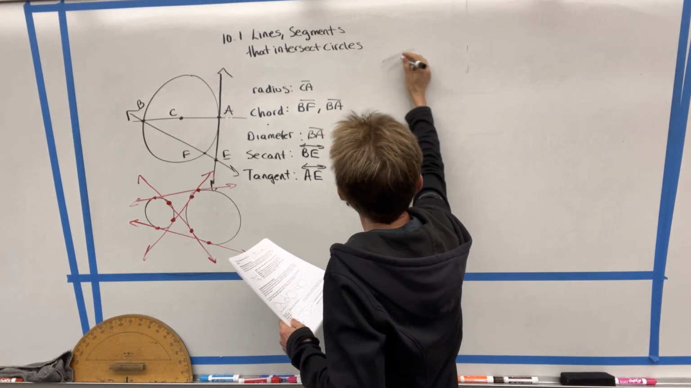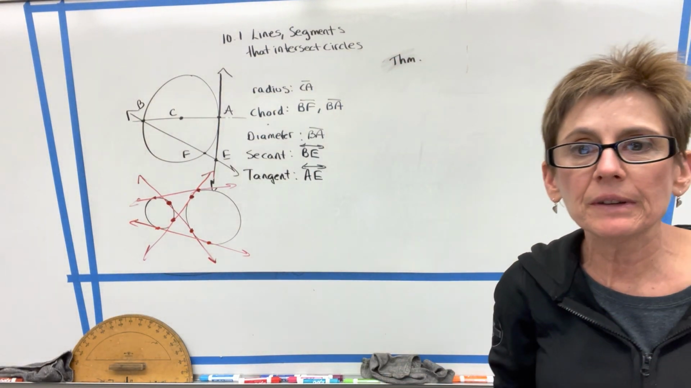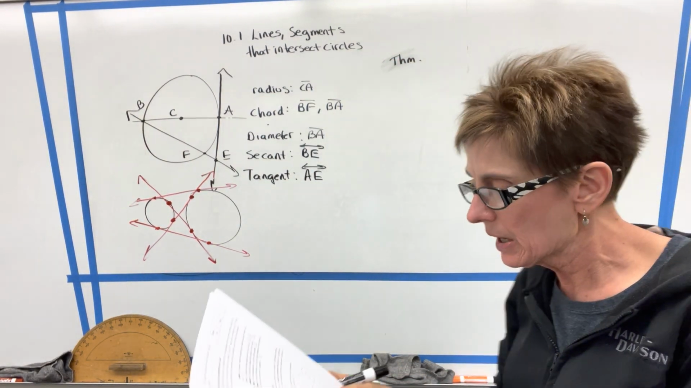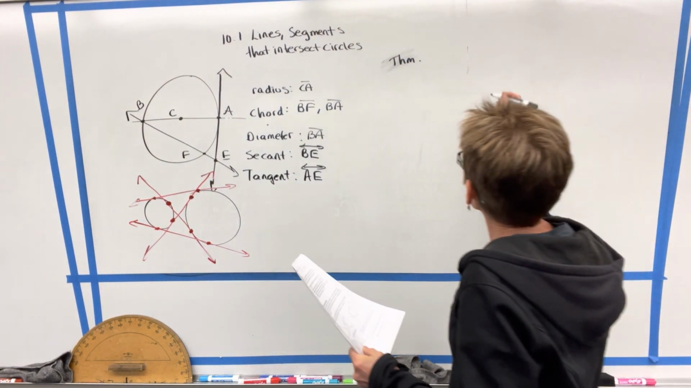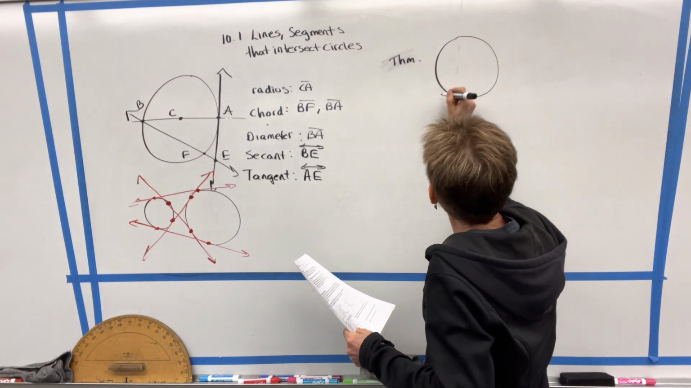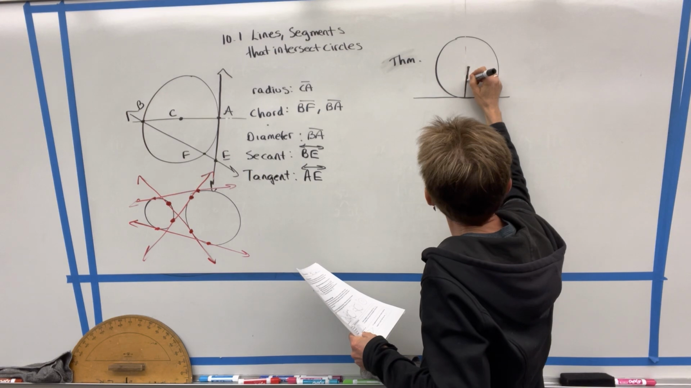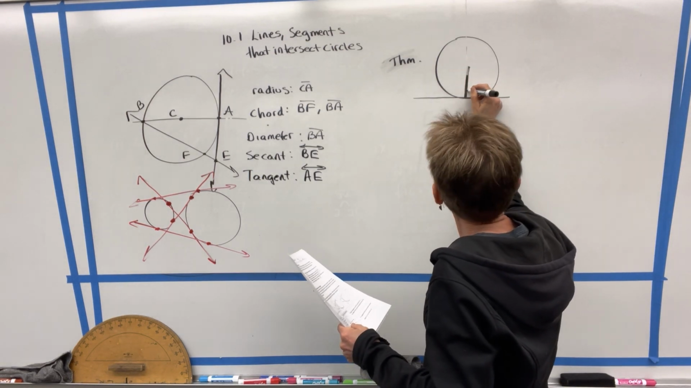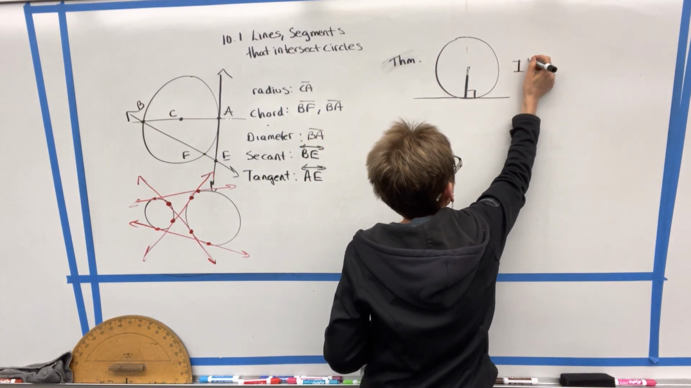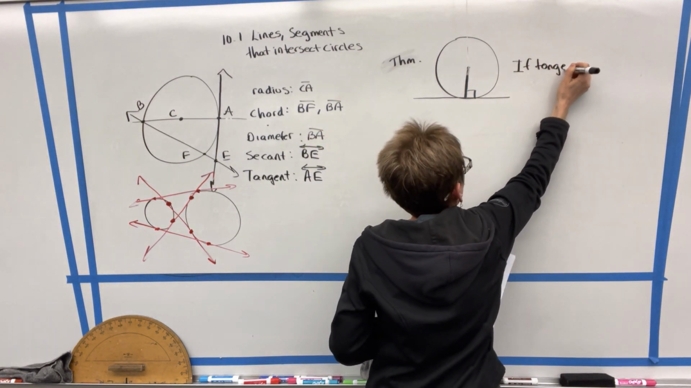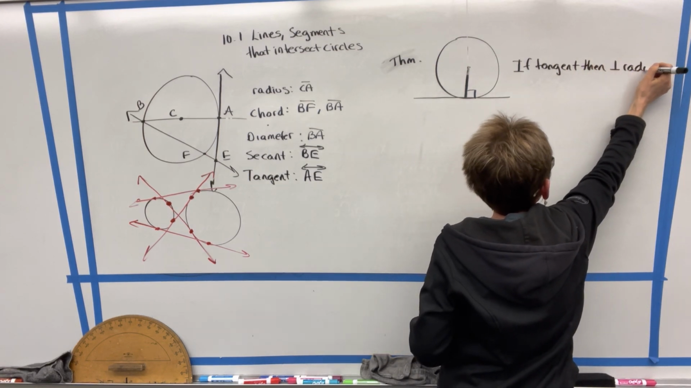Now, there are 2 theorems that we're going to be using in the notes today. Theorem 10.1, and you never need to memorize the theorem numbers, says that a line is tangent to a circle if and only if it is perpendicular to the radius. Now, does anybody remember what the if and only if means? So basically, if it's a tangent, then it's perpendicular to the radius.